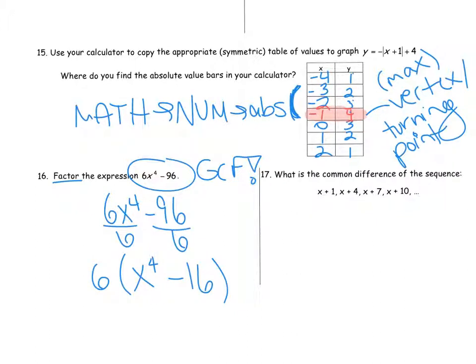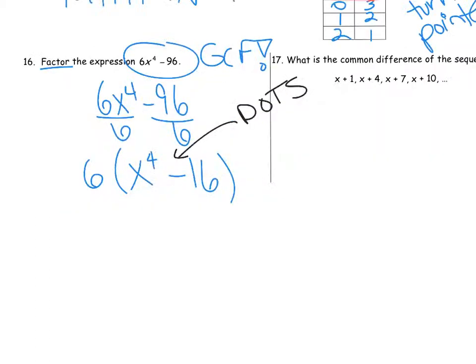Now, are we done? Is this factored completely? Well, let's see. I have x to the 4th minus 16. I have 2 perfect squares, and I have subtraction in the middle. This is going to be difference of squares, guys. Okay, well, let's do difference of squares. I've got 6 times x squared minus 4 times x squared plus 4.